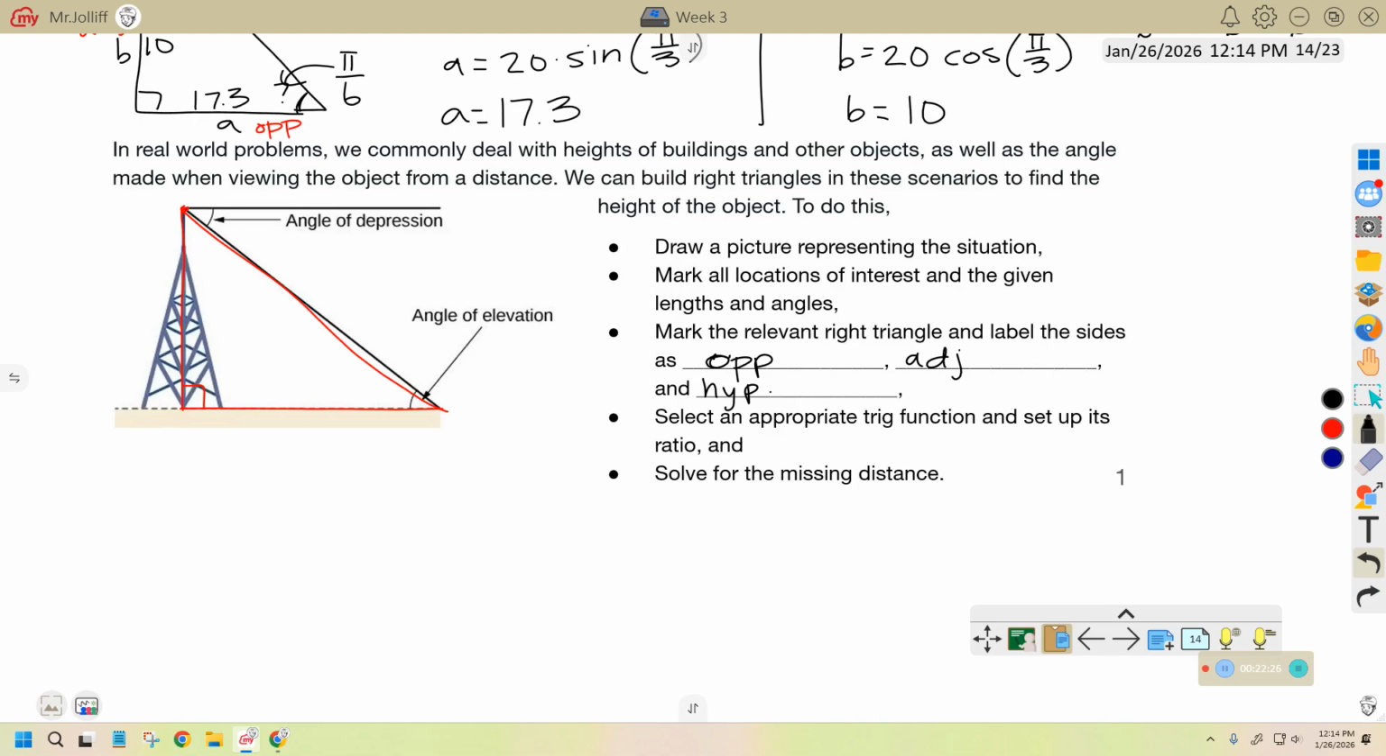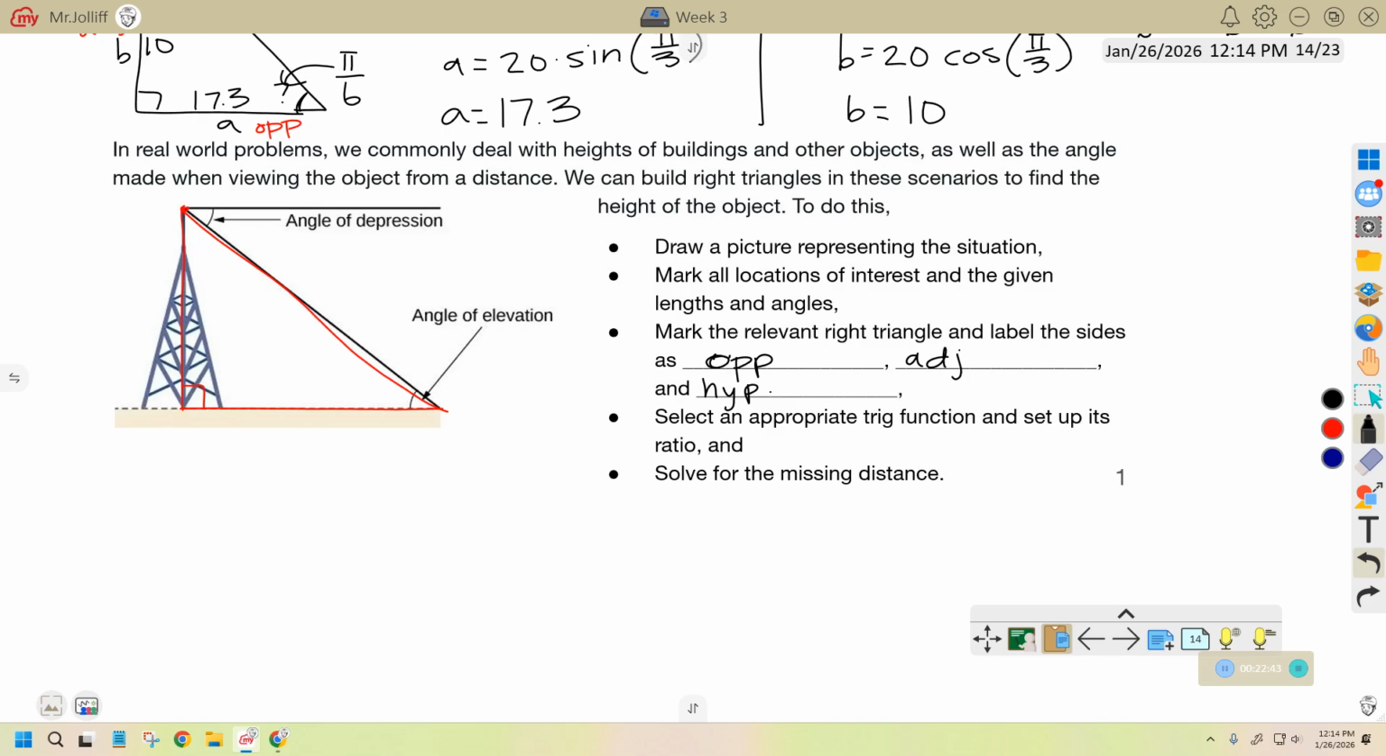And once you've done that labeling, we can kind of remove this from reality and treat it just like a missing side trig problem. Pick the appropriate trig function. One piece of the ratio is unknown, one piece is known, and then solve for the unknown.